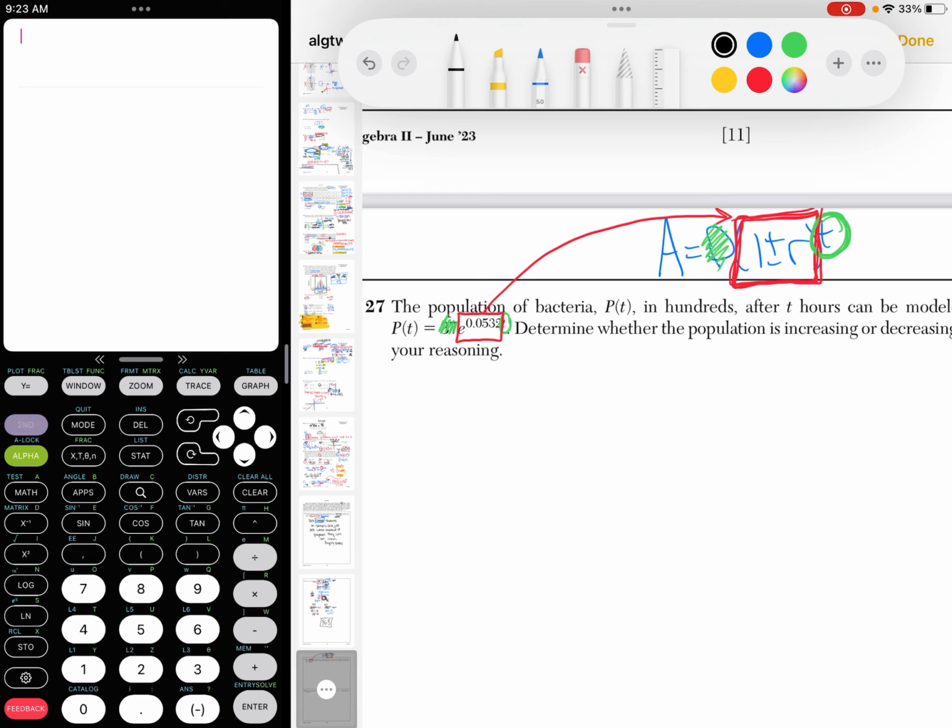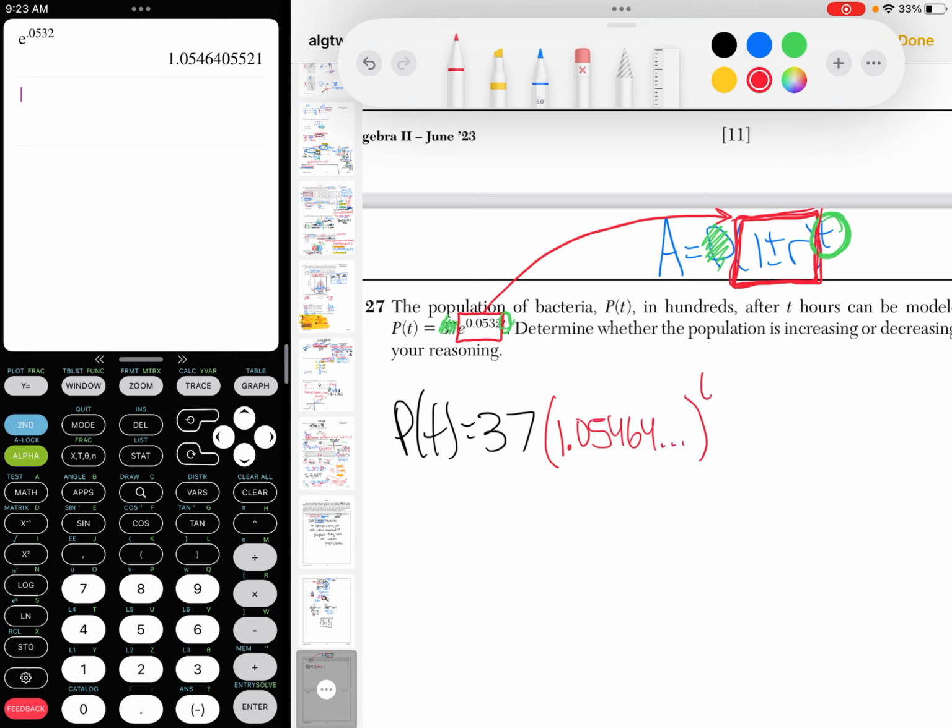So in your calculator, you're going to type in e, which is second divide, and then raise that to the 0.0532. Because again, I'm trying to get it to just the t, so that part in red is what I'm trying to plug into my calculator. So this equation becomes P of t equals, still 37, but we don't care, times that number that I boxed in is now 1.05464 blah, blah, blah to the t.